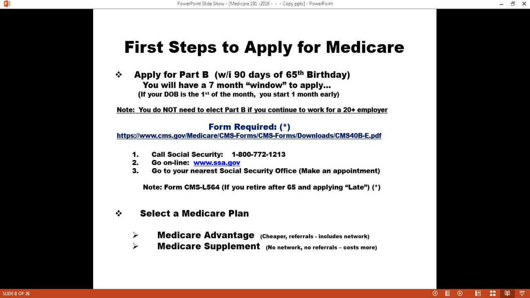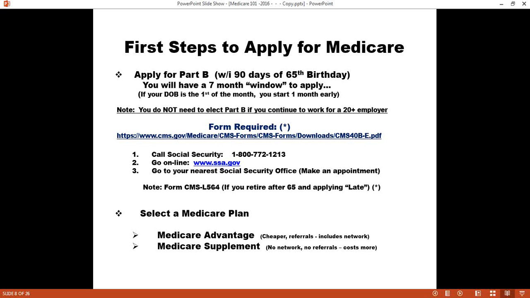So if you continue to work at age 65, you don't have to do anything until you decide not to continue working. Is that correct? That is correct. And then when you decide to stop working and you're older than 65, then you can apply for Part B with this other form, the CMS-L564 form, correct? That's right. You need two forms if you're over 65. You need the first one that I talked about, plus you need the 564 form.